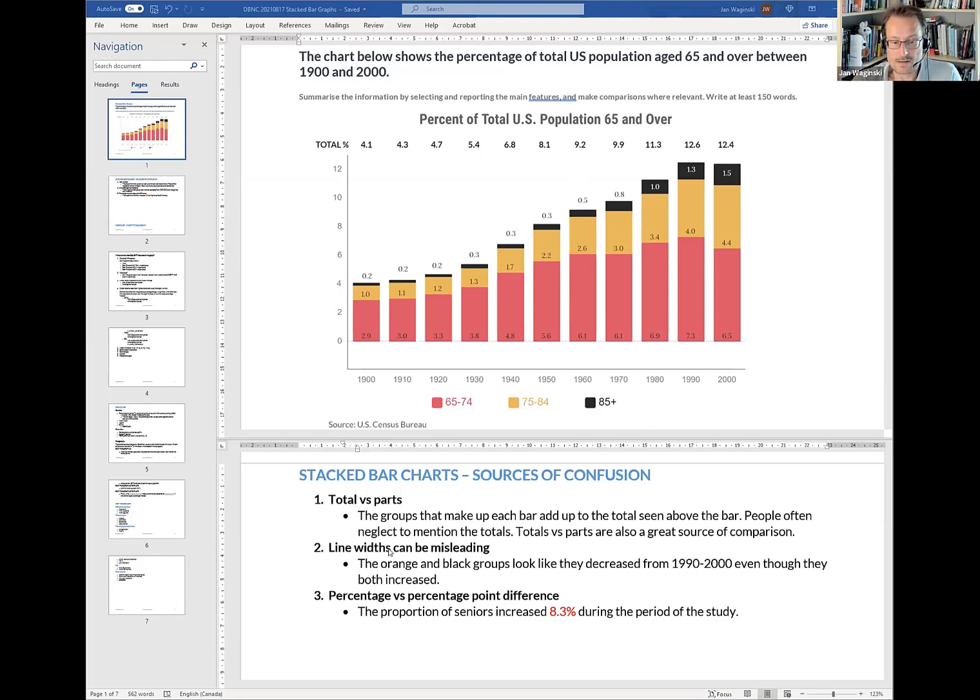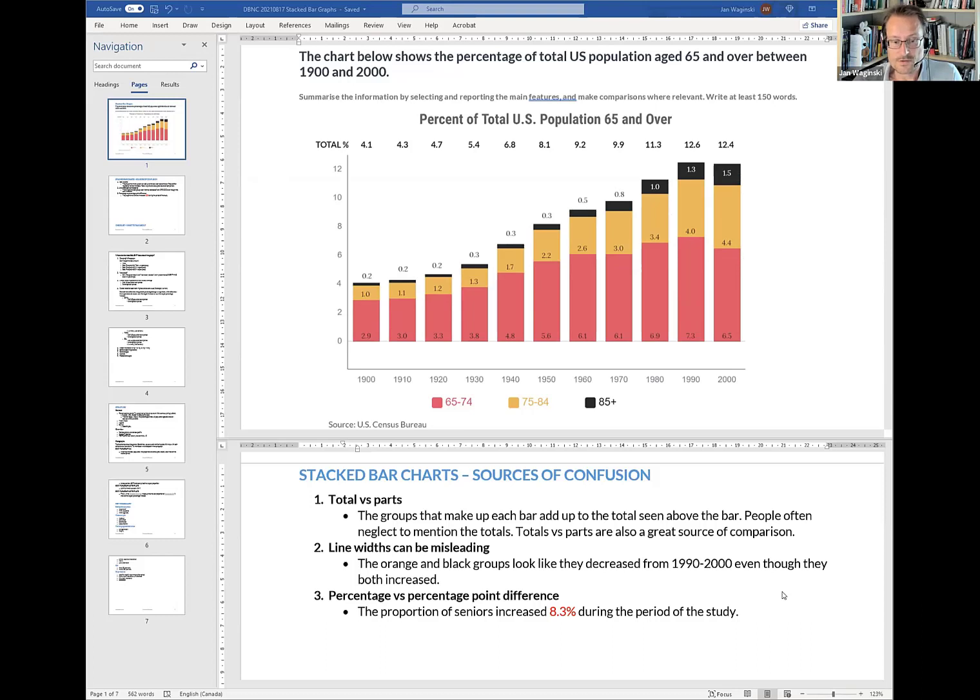And then also, line widths can be misleading. This is a major source of confusion when you just take a quick look at the graph. If you look here at the end, it looks like this black group has gone down. It also looks like the orange group has gone down in the final year because these lines are tending in the downward direction. However, the 85-plus-year-old group actually increased in the final year, as did the 75 to 84-year-old group. So again, you have to look at the numbers, not just the shape, because the pattern in the graph can mislead you a bit.